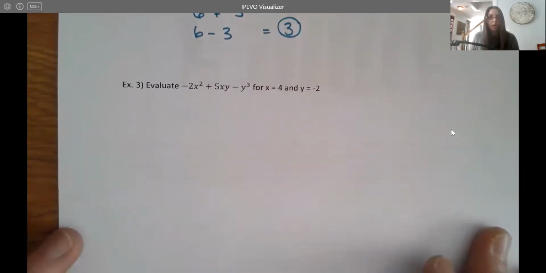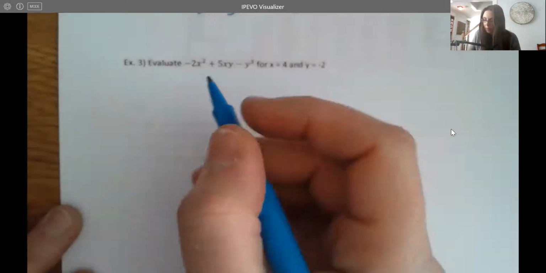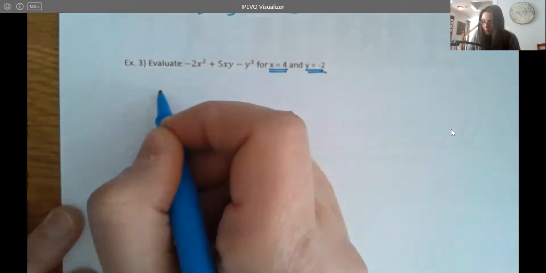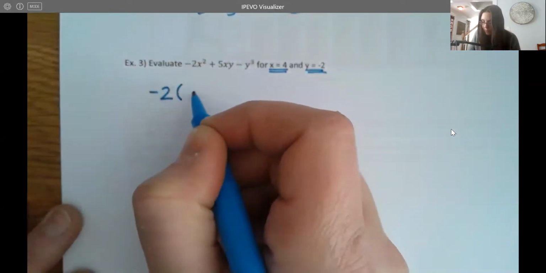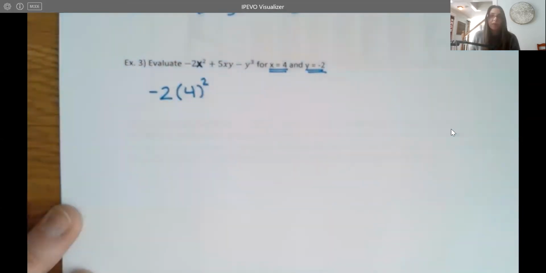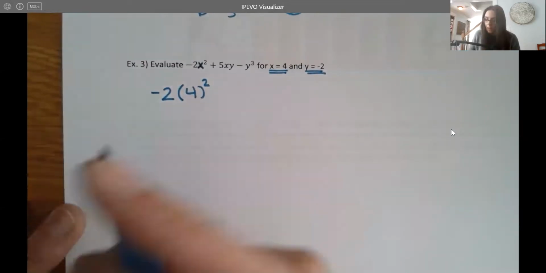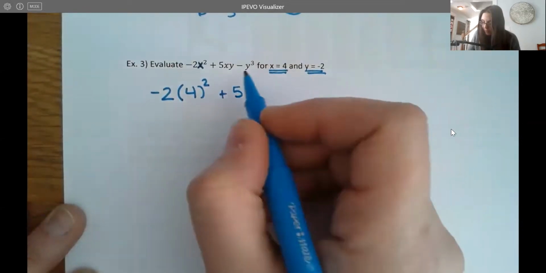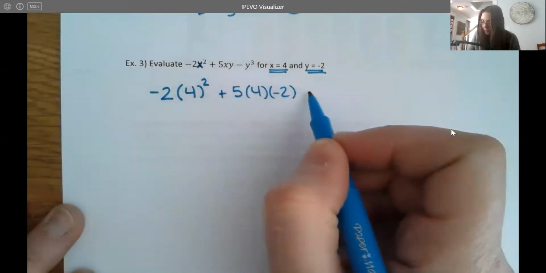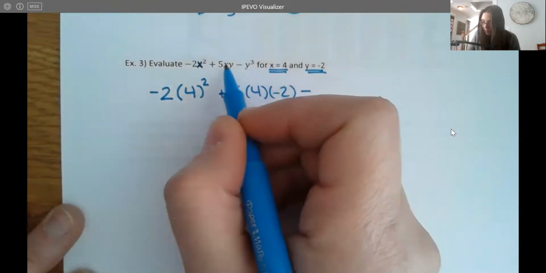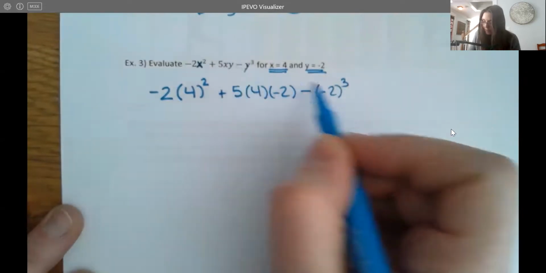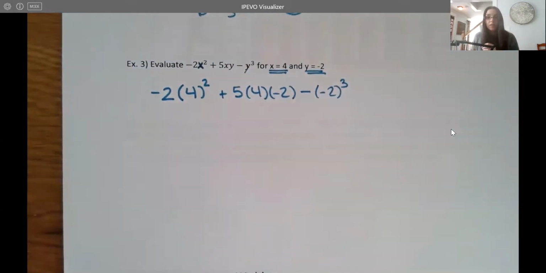All right, and let's do one more. So here we have two variables we're going to evaluate for, which is fine. So I'm going to use this for my x and this for my y. So for the first group, I have a -2, and then I'm plugging in 4, and then I have that squared. So I'm just replacing this x with the 4. Then I have +5, and again, I'm replacing the x with 4 and the y with -2. Watch out, you have a minus sign there, and then that y becomes a -2. So you have a minus sign and then a negative for your y value. So just watch all those different signs.